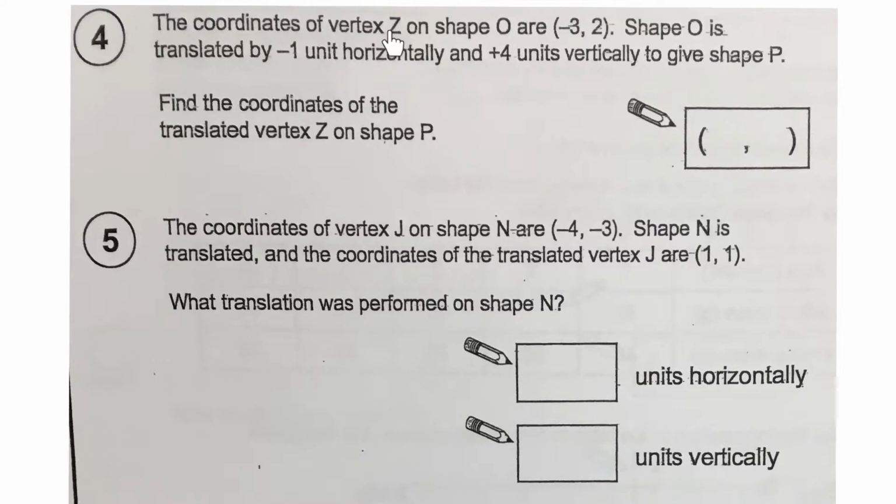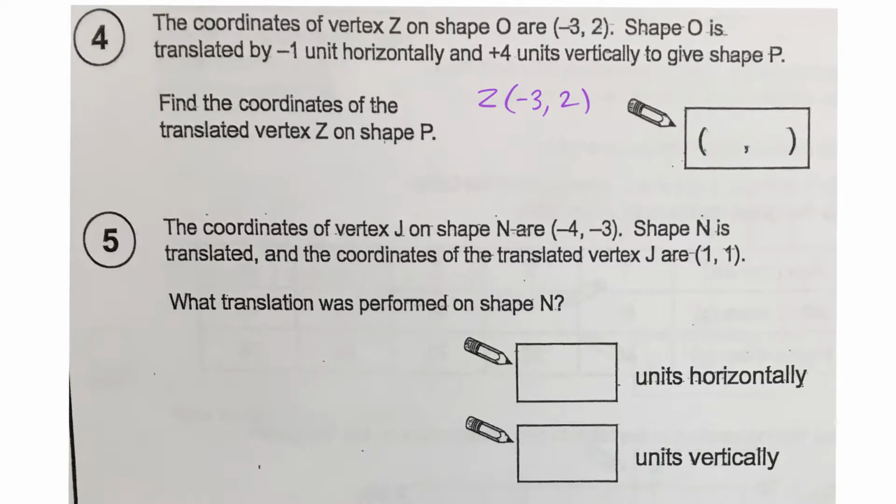The coordinates of vertex Z on the shape O are -3, 2. So Z is -3, 2. Shape O is translated by -1 unit horizontally and +4 units vertically to give the shape P. Find the coordinates of the translated vertex Z on the shape P.